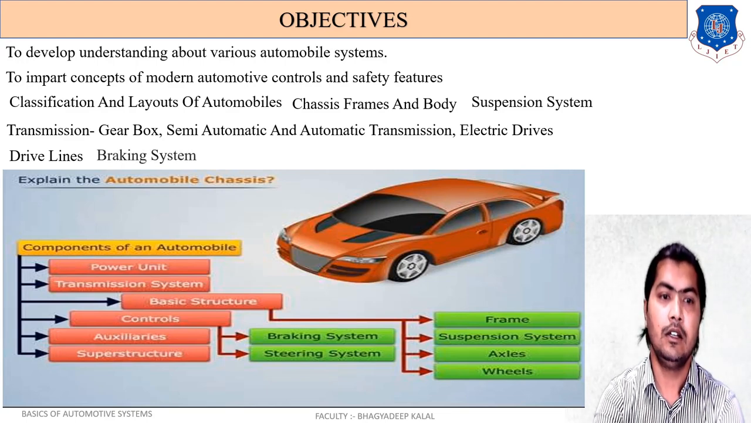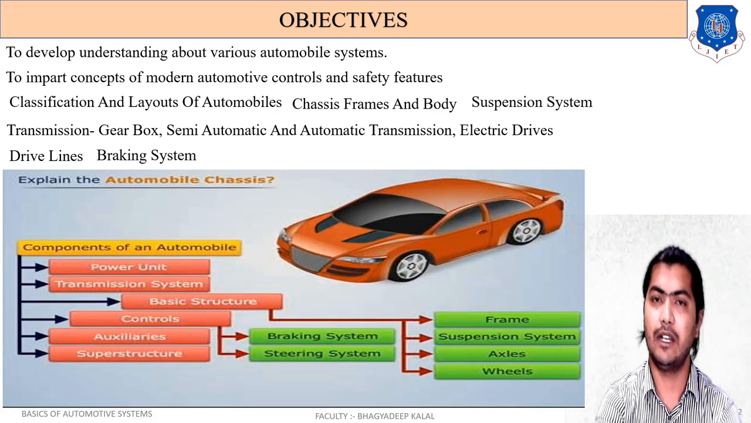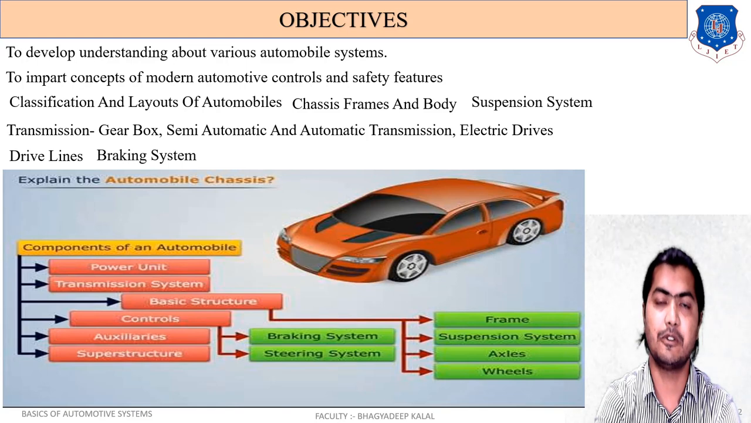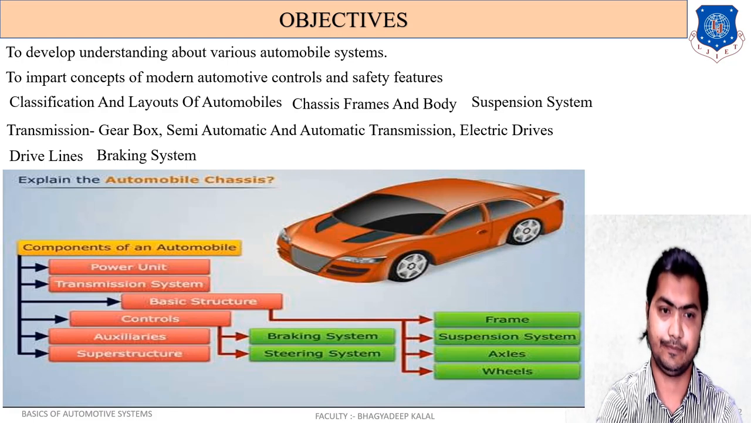Next is the braking system. To stop or reduce the speed of the vehicle, we use the braking system. We will learn about the braking system, how it works, and its various types: hydraulic brake, electrical brake, conventional brake, drum brake, shoe brake, their functions, and the latest braking system, that is the ABS, anti-lock braking system.